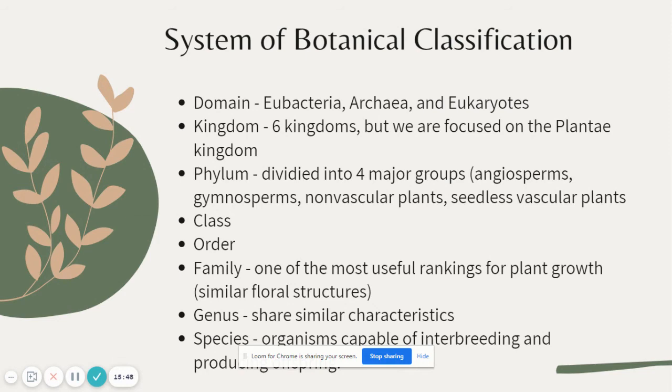Family is one of our most useful rankings for plant growth. They usually represent similar floral structures. Floral is going to be flowers. And then from there, we get to our genus and species, which we already talked about.